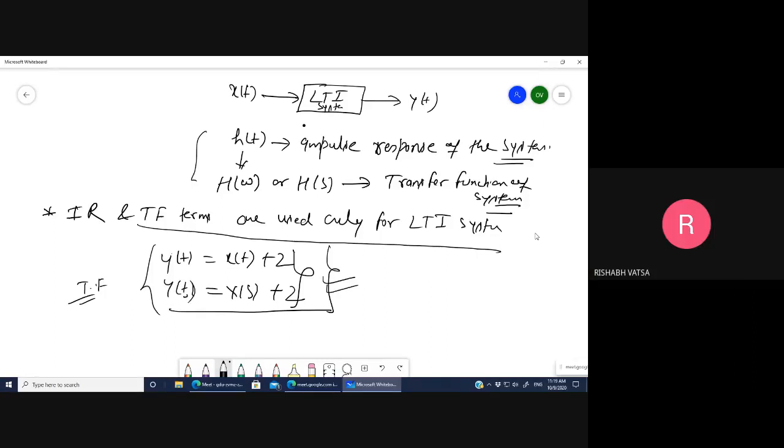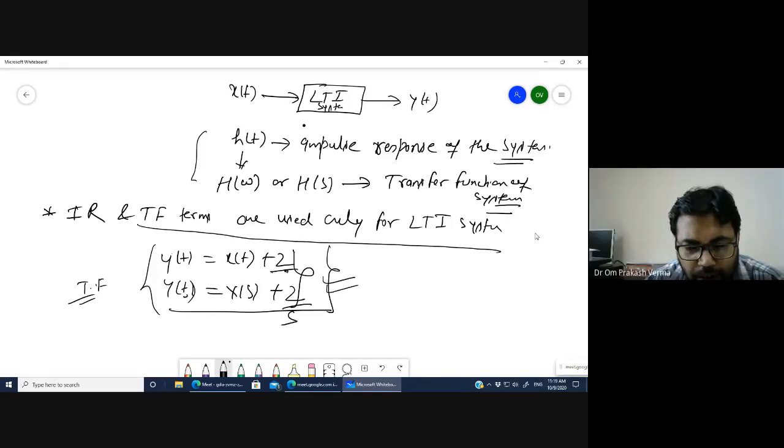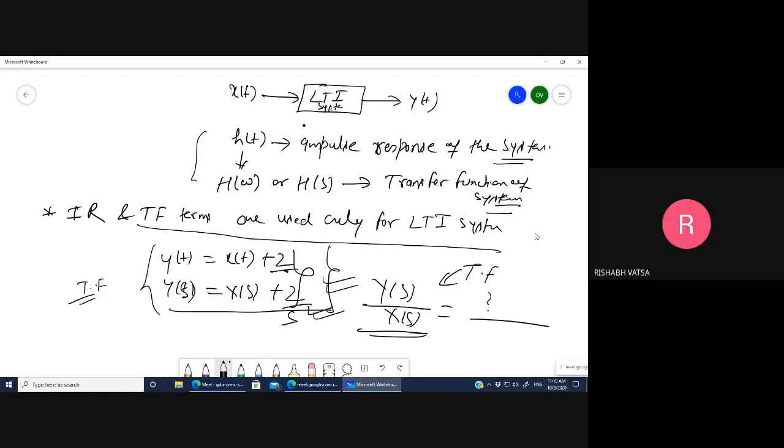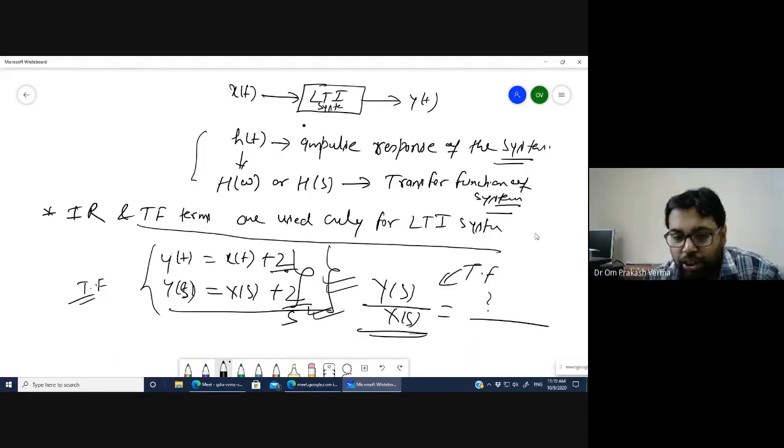No problem. Sir, it would be X(s) plus 2 by s, right? Sorry, X(s) plus 2 by s. All right, no problem. You can take 2 by s. So yes, you are right. But my point is, you are not able to find Y(s) upon X(s) independently. This is the transfer function, right? Yes, sir. Okay, we have not taken the initial condition; we have taken the initial condition 0 here also.